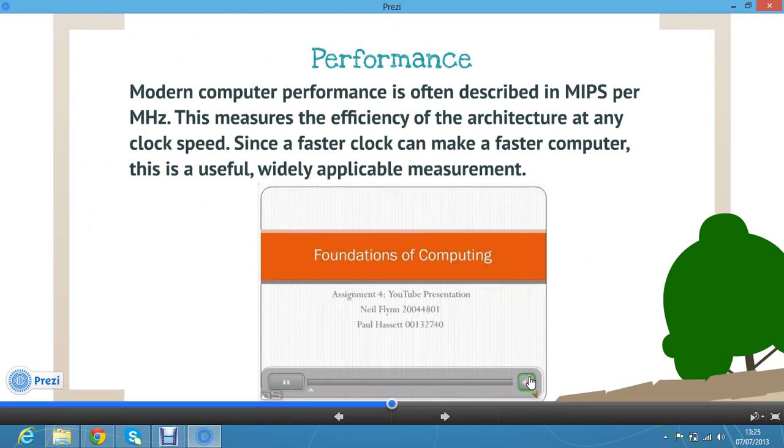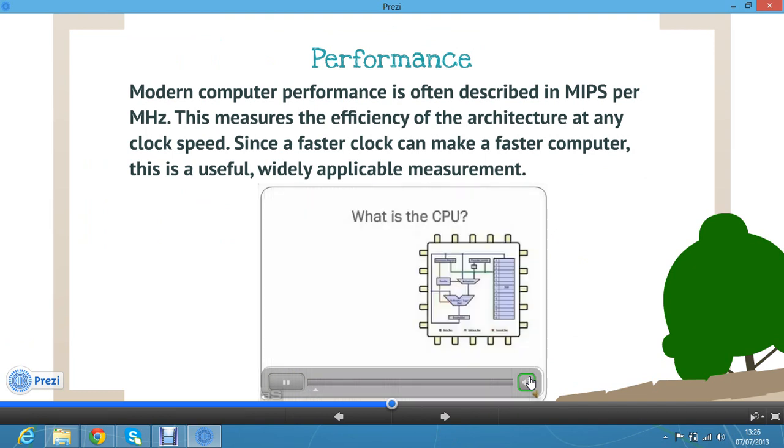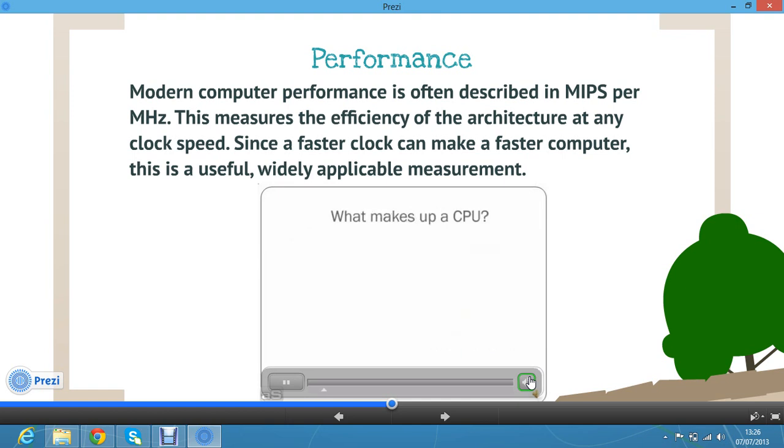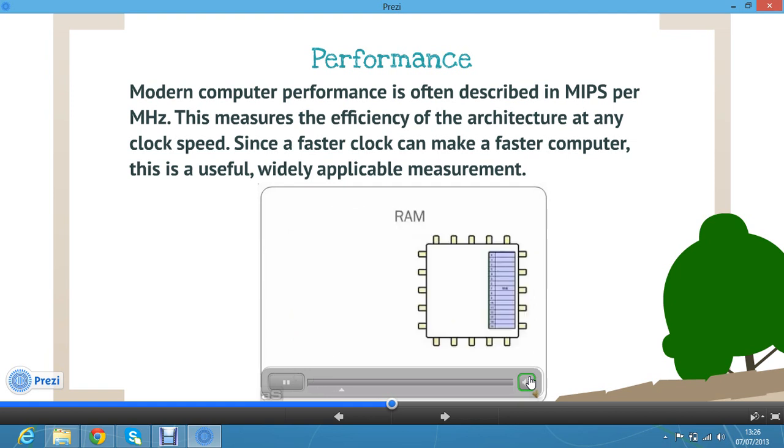Performance. Modern computer performance is often described in MIPS per MHz. This measures the efficiency of the architecture at any clock speed. Since a faster clock can make a faster computer, this is a useful, widely applicable measurement.